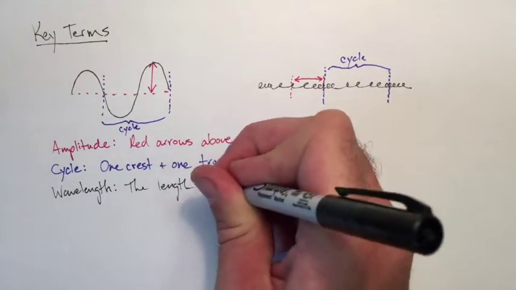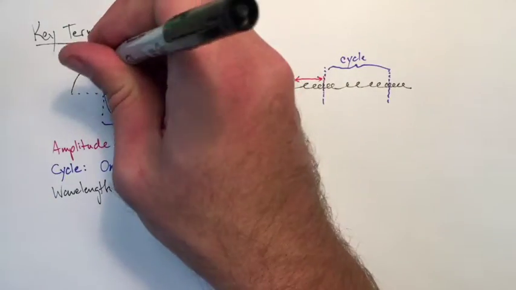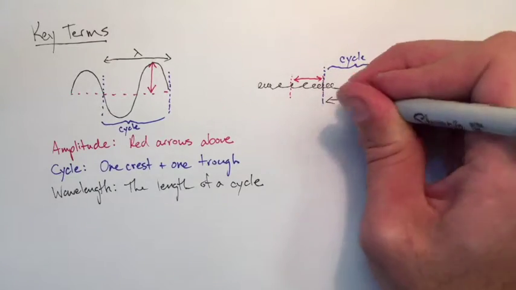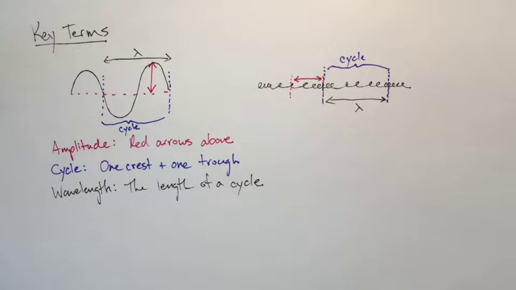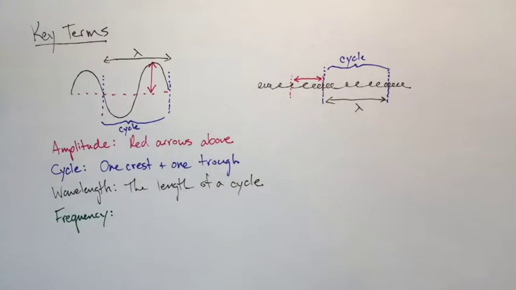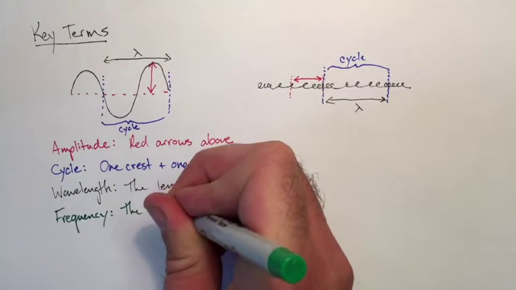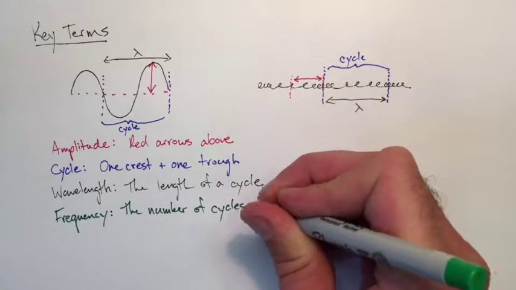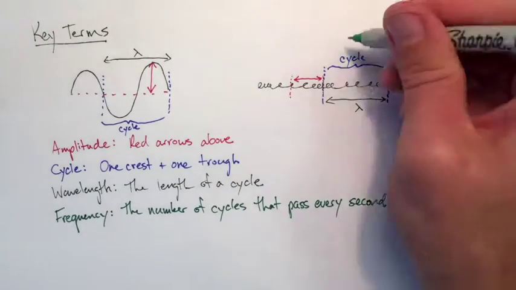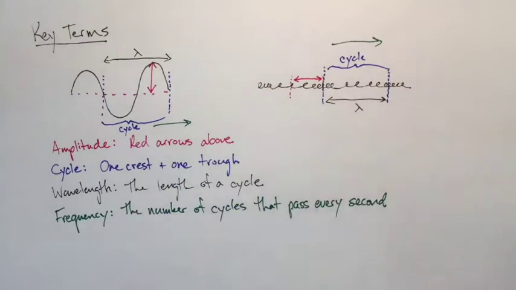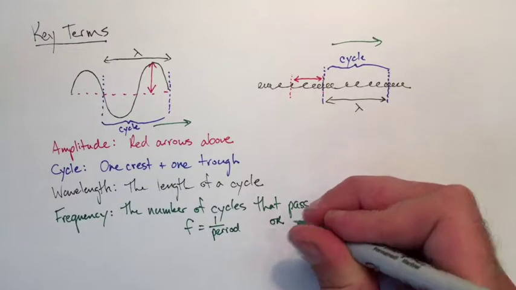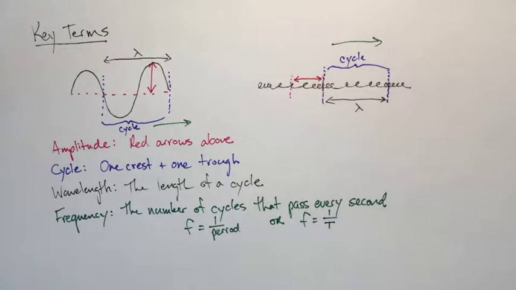If we have our cycles, we can now define a wavelength. A wavelength is just strictly the length taken for that cycle. So if we get out a ruler and measure that, we can measure our lambda. The next term here is going to be frequency. Frequency is the number of cycles that pass every second. So if you were sitting near the shore and you watched the waves go by, the number of waves that went past every second, that would be your frequency.